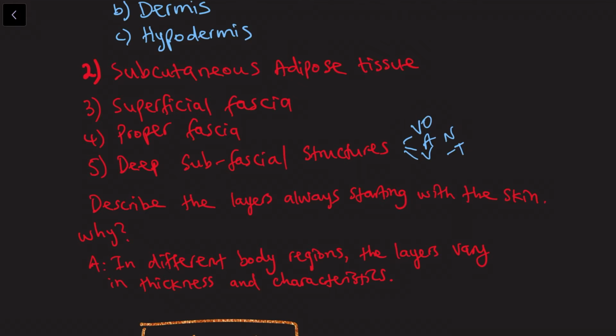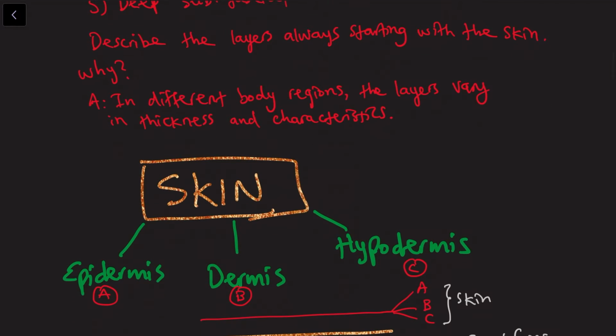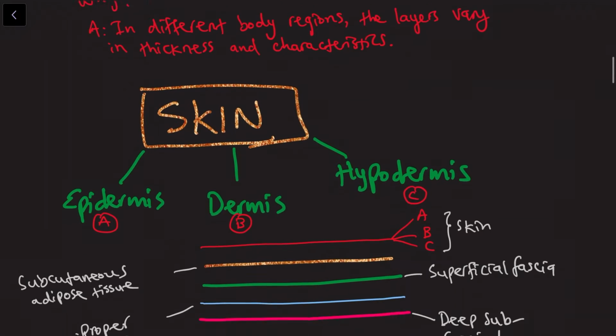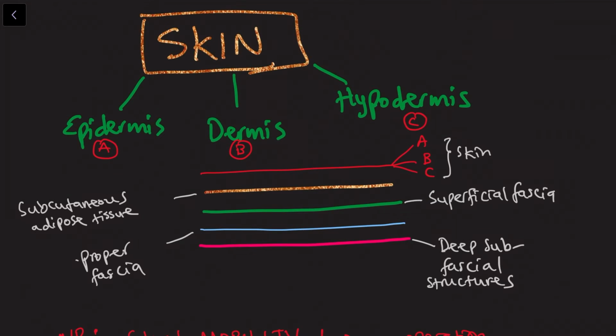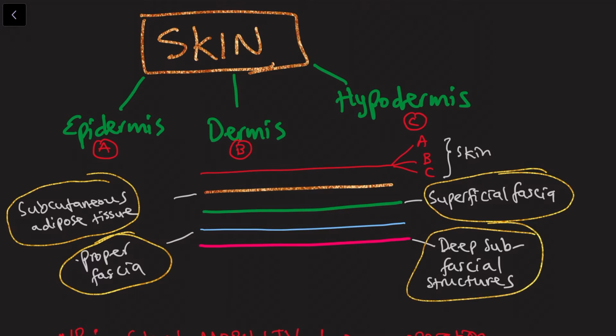All right, so in describing the layers, we always need to start with the skin. Why? Because in different body regions, the layers vary in thickness and characteristic. Now, when we talk about the skin, as I mentioned, you have the epidermis, the dermis, and the hypodermis. And then those are followed by the subcutaneous adipose tissue. And then after that, you have the superficial fascia. And then after that, you have the proper fascia. And then after that, you have the deep subfascial structures once again.